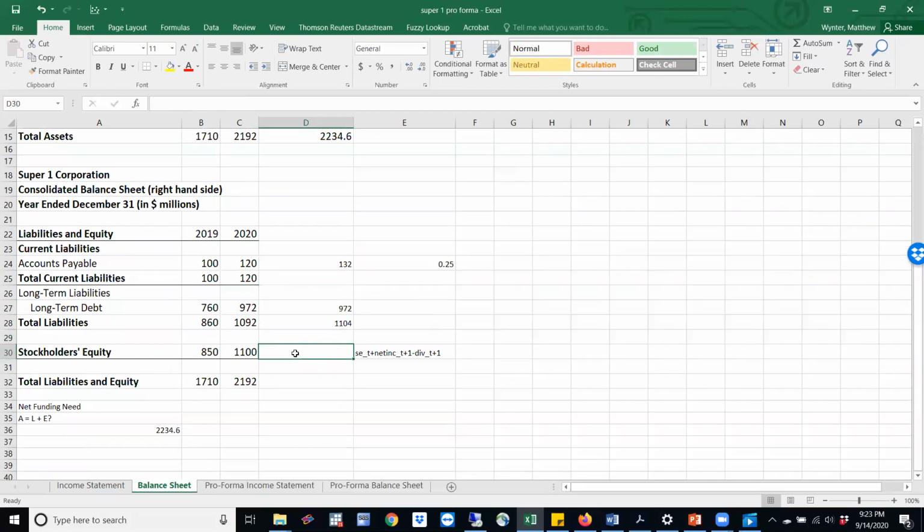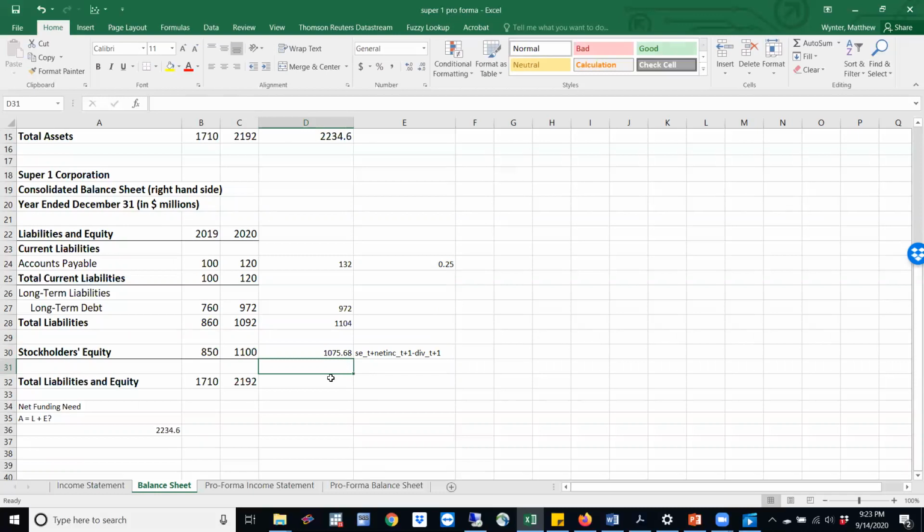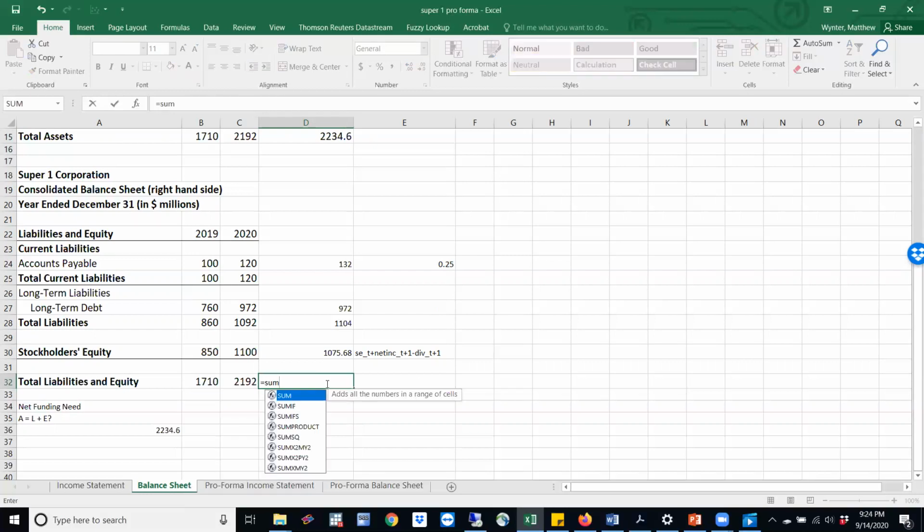And now I've got my shareholders' equity, which is going to equal my shareholders' equity last year plus the change in retained earnings. So I know I'm going to have a 200 million dividend. I'm going to add the net income for my pro forma year. So when I sum these, I'm going to have the sum of my total liabilities and my total shareholders' equity.